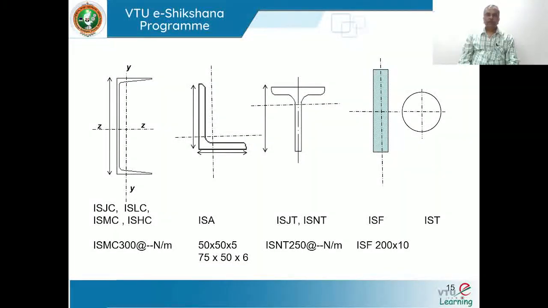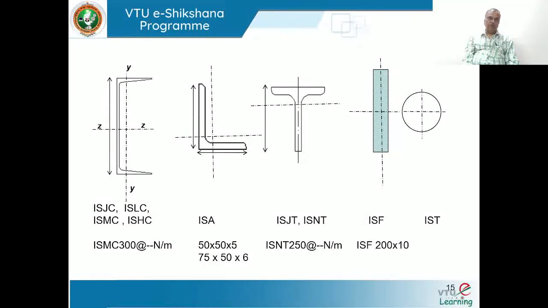Now these are all the cross sections of the different elements. So we have seen the I section. Now it is the channel section. In fact, the channel section is half of the I section, where the I section is split in the vertical direction. If you split the I section in the horizontal direction, you are going to get the T section. And if you split the channel section horizontally, one portion you are going to get is the cross section that looks in the form of an angle.